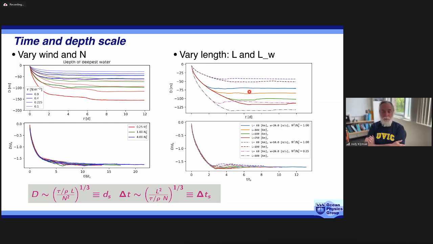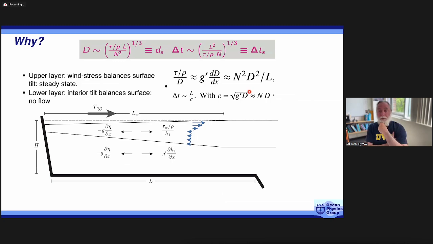You get a very nice collapse of the response in time and in depth, using this scaling. So that kind of says that there's a simple explanation for that scaling. And indeed there is. If you take this same sort of idea that people use for one layer, but now you let your one layer be a different thickness, depending on the wind strength, then you can get this exact same scaling and this exact same power law.